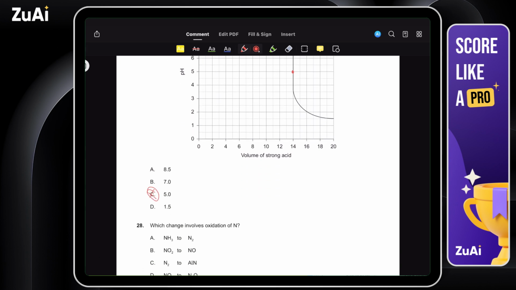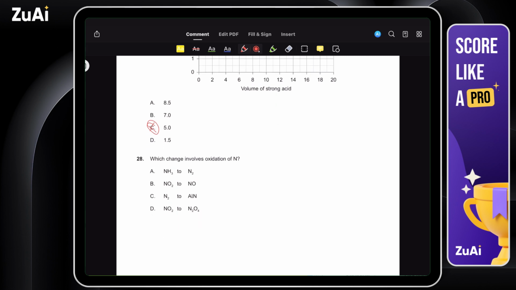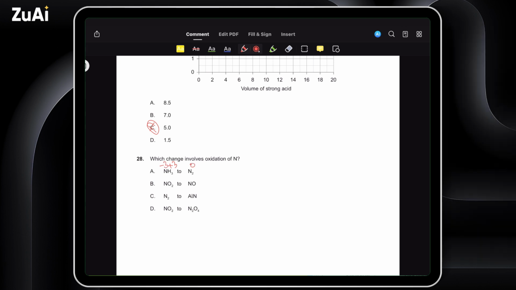Which change involves oxidation of nitrogen? So nitrogen over there is -3. -3 to 0 is oxidation. +4 to +2, 0 to -3. +4 to -8 and +8, and for one nitrogen it is +4. So +4 to +4, no change. It's reduction, oxidation. So A is the answer.